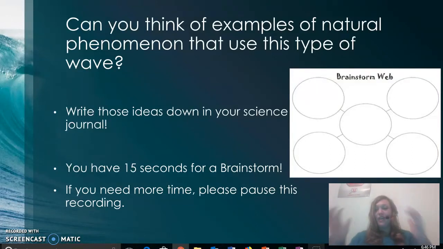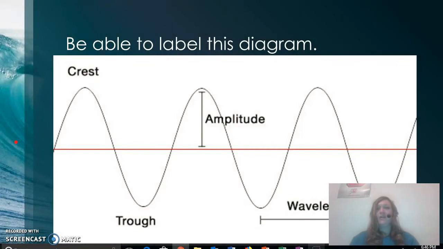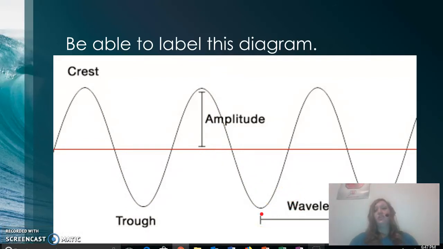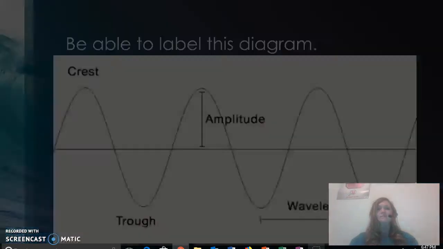All right, so good. You've got an idea and a connection made of what is a compressional wave. So our goal for the rest of class is to be able to label these points on a diagram. So we have crest at the top, trough at the bottom, amplitude, and wavelength. So let's go through and get these definitions for our science journal. If you need to hit pause while you're taking a screenshot or to write in your science journal, please do at every slide.